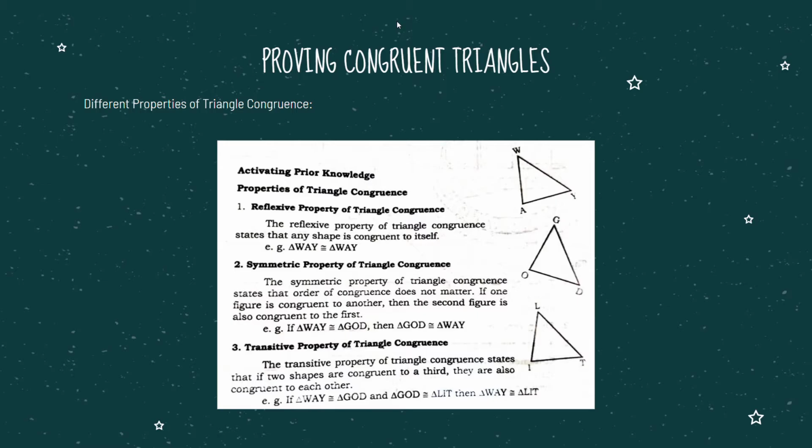Next, we have the transitive property of triangle congruence. The transitive property of triangle congruence states that if two shapes are congruent to a third, they are also congruent to each other. Example, if triangle WAY is congruent to triangle GOD and triangle GOD is congruent to triangle LIT, then triangle WAY is congruent to triangle LIT.